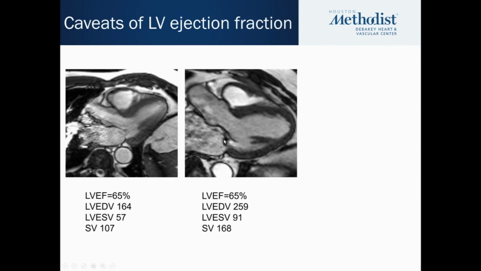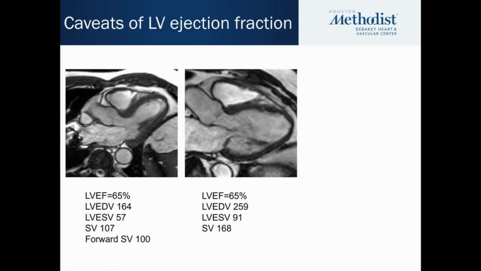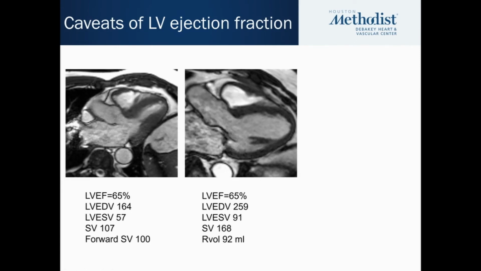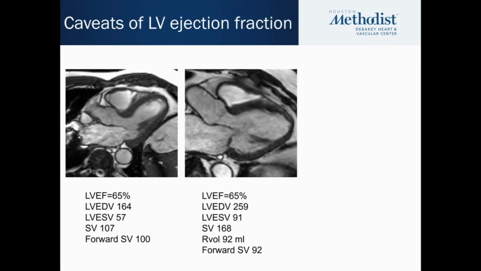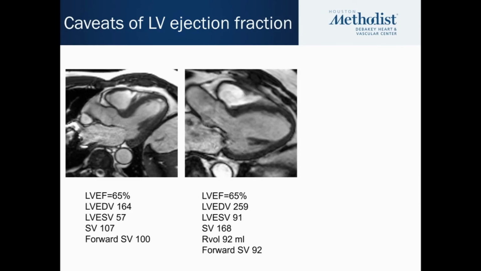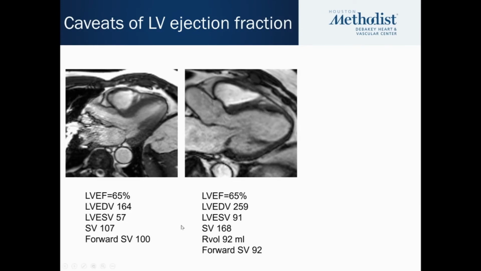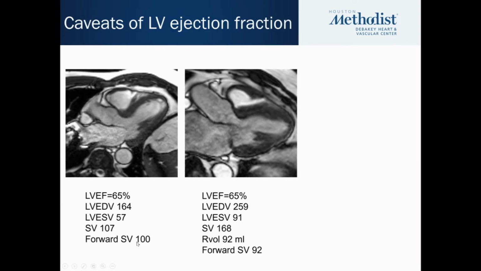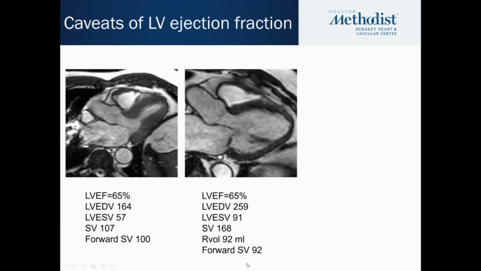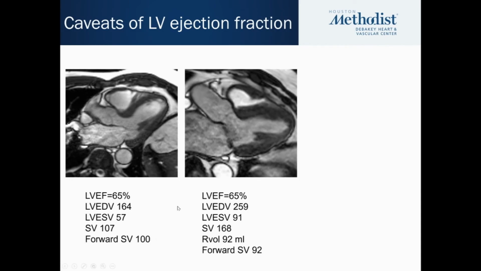And if you notice, this heart has an abnormal mitral valve. You see the severe prolapse of the posterior leaflet, an eccentric jet, and what was calculated to be severe mitral regurgitation with a regurgitant volume of 92 mLs. So these two hearts have the exact same ejection fraction, but one is much larger than the other. And if you eventually calculate their forward stroke volume that's getting to the rest of the body, it's not actually that different between the two, but obviously the two hearts are very different.